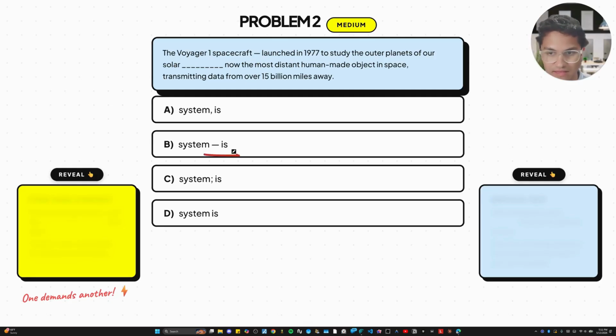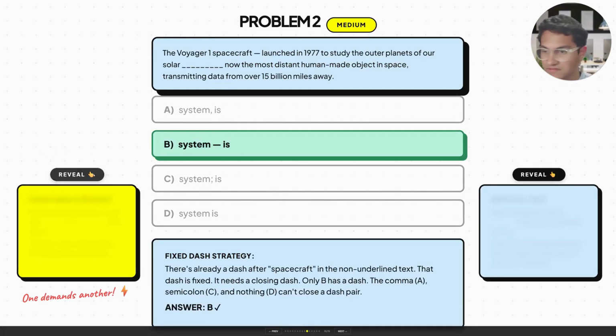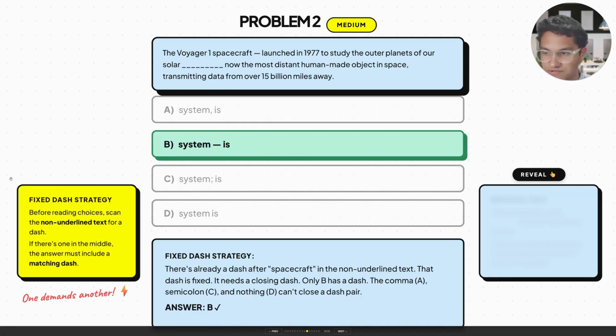Now let's double check that this first dash is not functioning as a colon, the Voyager 1 spacecraft. Now this has to be parenthetical since it's not a complete sentence, which means B is the only correct option. Now let's take a look at the hints. Once again, the fixed dash strategy: there was already a dash here, so we could already tell that within the 4 answer choices, one of them needs to have a dash, especially since this part in the start is not a complete sentence.